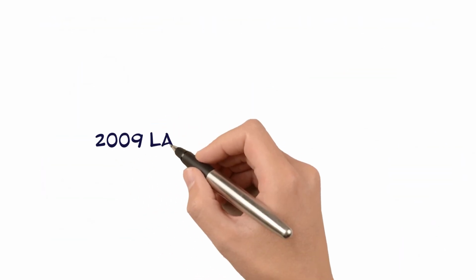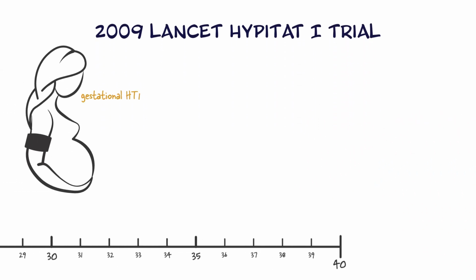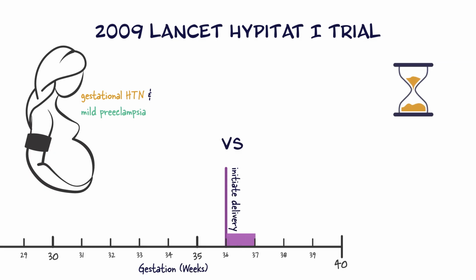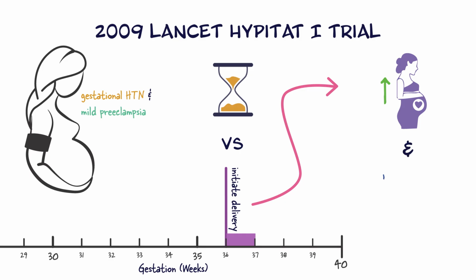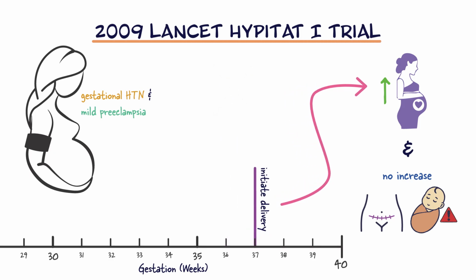In the 2009 Lancet HYPITAT-1 trial, patients with gestational hypertension and mild preeclampsia were randomized at 36 weeks gestation to initiation of delivery versus expectant management. Those in the intervention arm showed improved maternal outcomes, and there was no increase in cesarean section or neonatal morbidity. This study led to the recommendation of initiating delivery at 37 weeks gestation in this patient population.